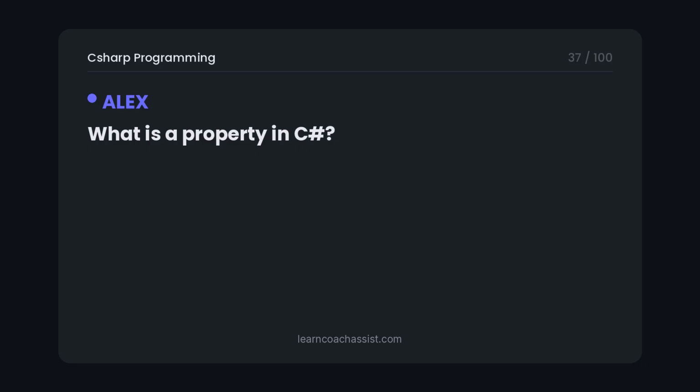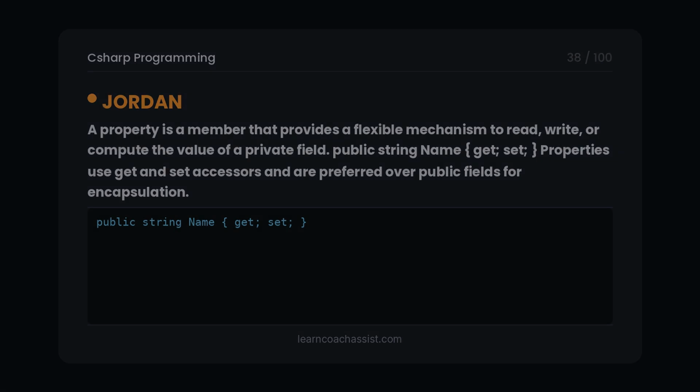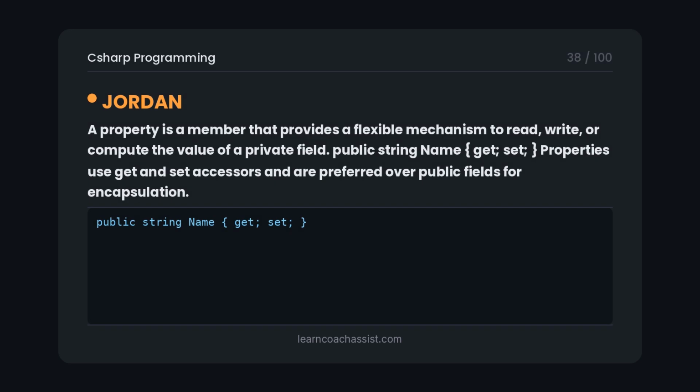What is a property in C#? A property is a member that provides a flexible mechanism to read, write, or compute the value of a private field. Public string Name { get; set; }. Properties use get and set accessors and are preferred over public fields for encapsulation.